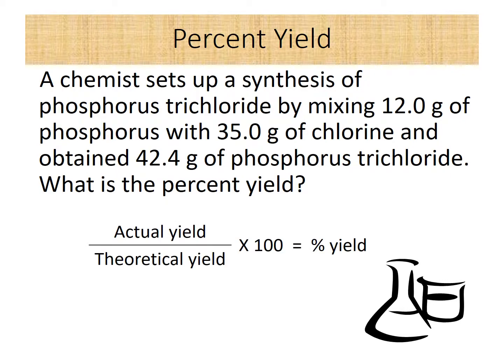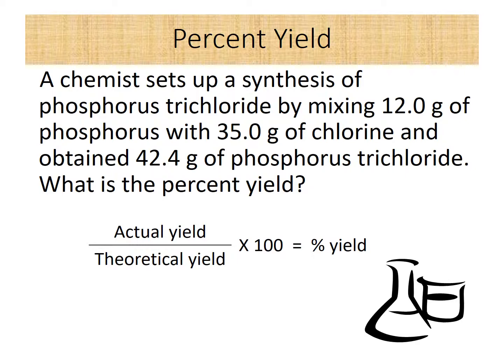We need the actual over the theoretical yield times 100. The actual yield, remember yield is product, the actual yield is what would be given to us in the problem. The theoretical yield, however, is what we would need to calculate using stoichiometry. Well, if I'm going to use stoichiometry, that means I need a mole-to-mole ratio, and the mole-to-mole ratio comes from where? That's right, it comes from the coefficients of the balanced equation.